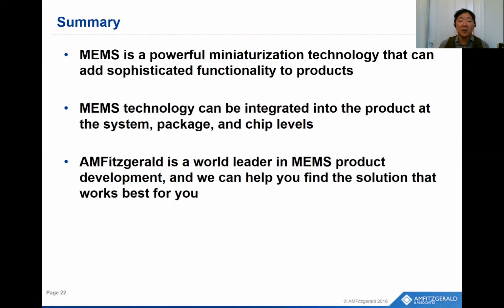So in summary, MEMS is a powerful miniaturization technology that can add some pretty sophisticated functionality to your product. You can integrate this technology into your product at several different levels: the system level, the package level, and at two chip levels. And finally, A.M. Fitzgerald is a world leader in MEMS product development. We're pretty good at this, and we'd be happy to work with you to find a solution that works best for your product.